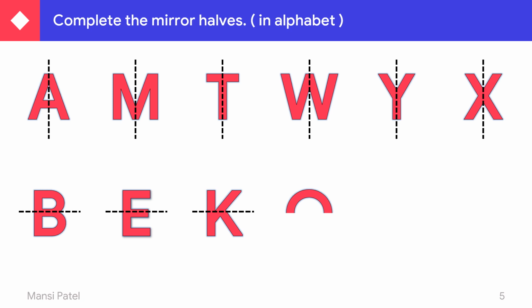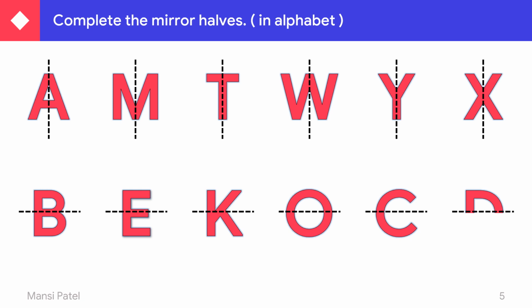Then only the semicircle, half circle. So complete this and it becomes O. Then after only some portion of curve. So when you complete this curve, it becomes C. Then standing and curve. So again, by the help of the mirror holes, complete this figure, it becomes D.